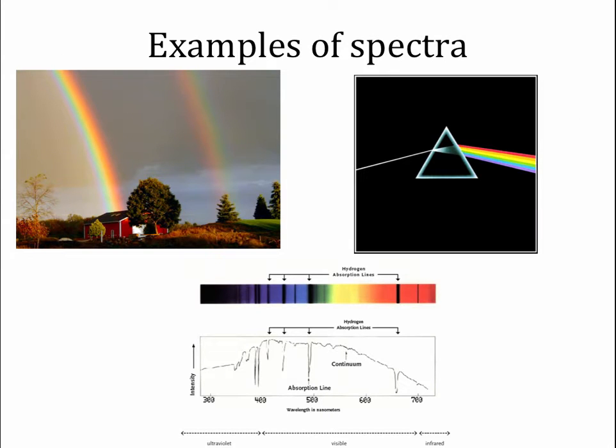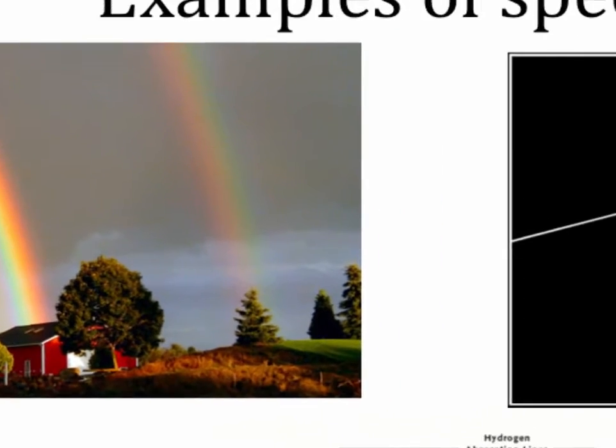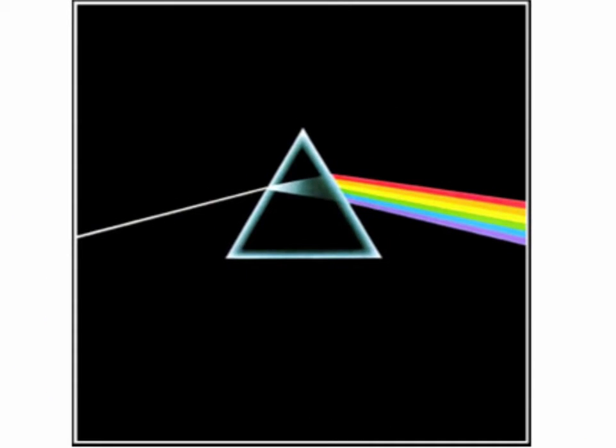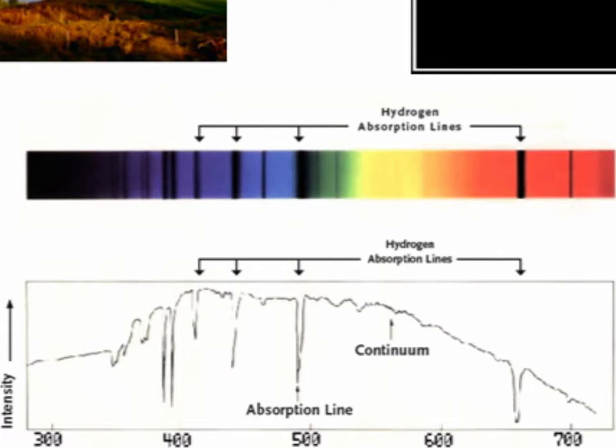So here are some examples of spectra that you may have seen before. In the top left is a double rainbow. On the right is a representation of a prism from Pink Floyd's Dark Side of the Moon. In the middle is an actual picture of a stellar spectrum, and you see not only are there colors there, but there are some dark lines that we will have to explain. And underneath is a graph of that same spectrum showing how there are dips in the intensity of light corresponding to those dark lines.